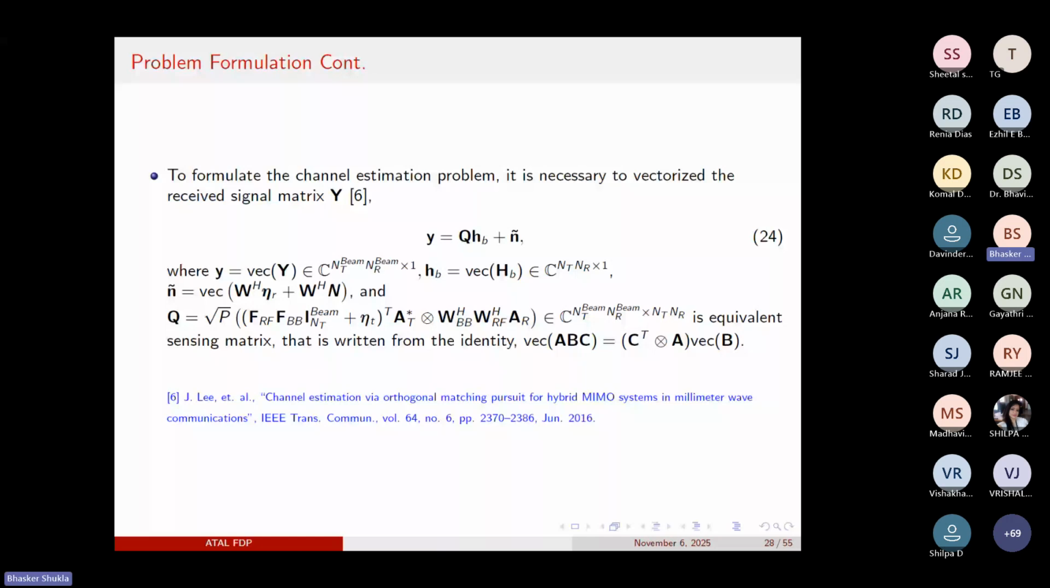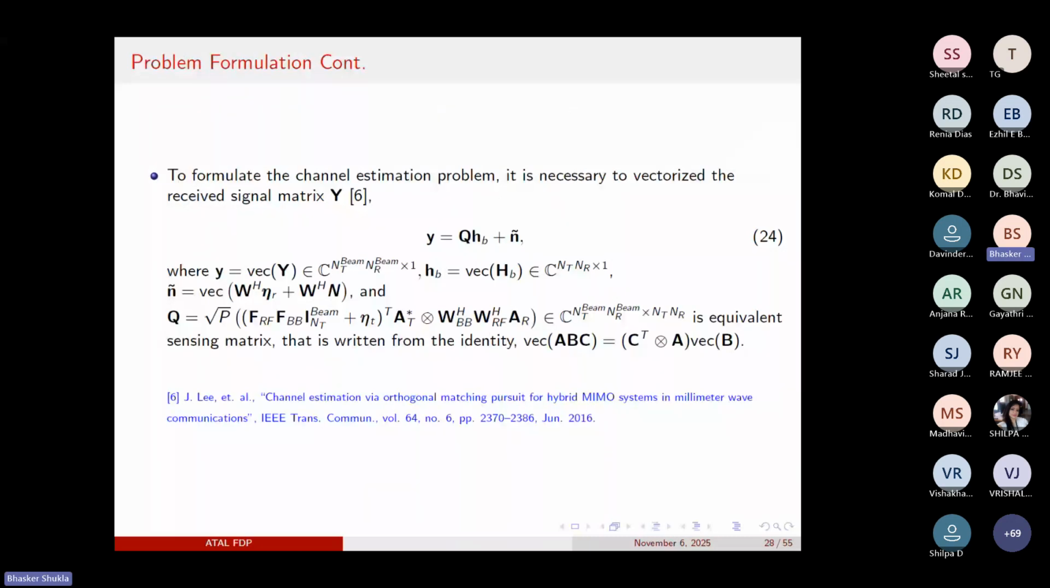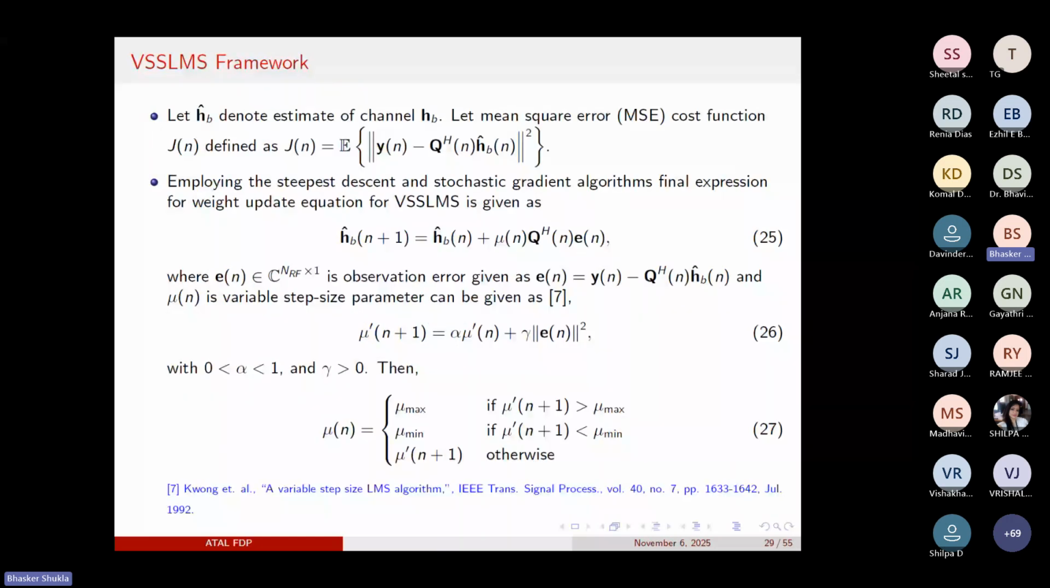After vectorizing the equation, we find the cost function, and after finding the cost function, I have applied a different algorithm, the variable step size zero attractor least mean square algorithm. Previously I applied the fixed step size zero attractor LMS. Here I have applied the variable step size, and that is the basic framework for VSS-ZA-LMS.